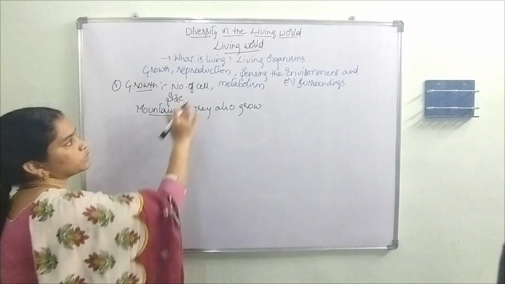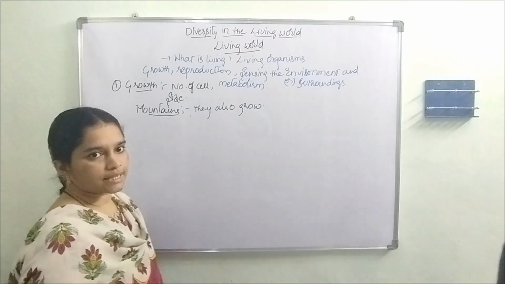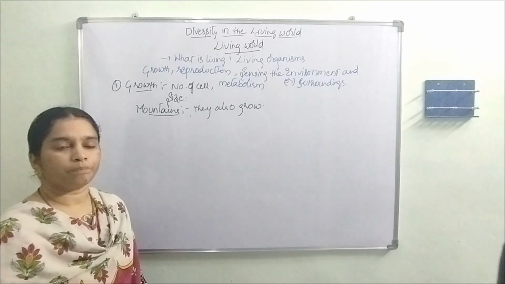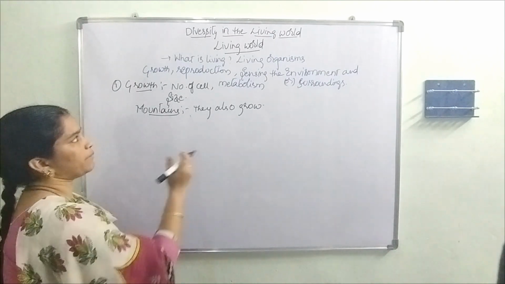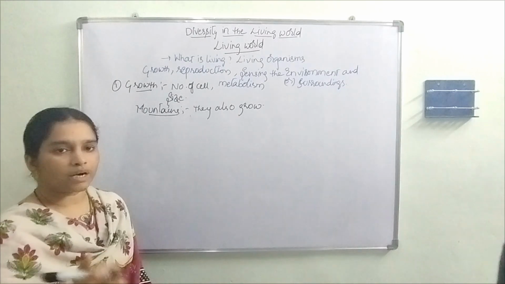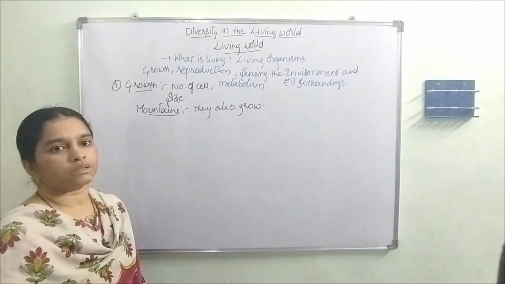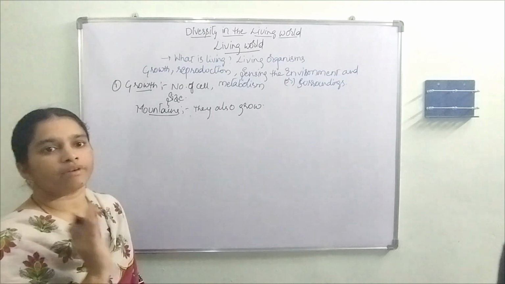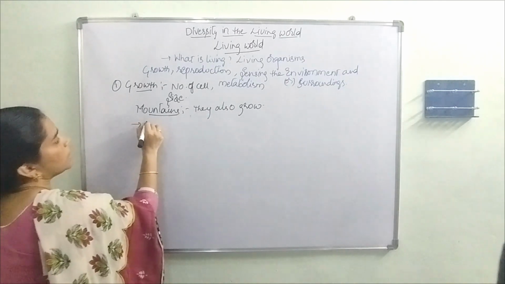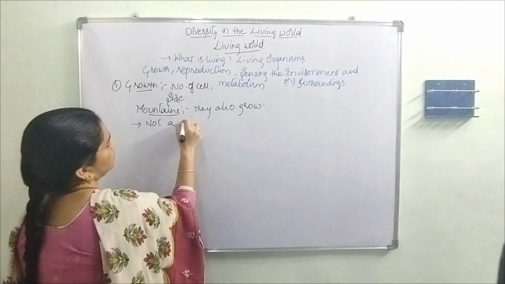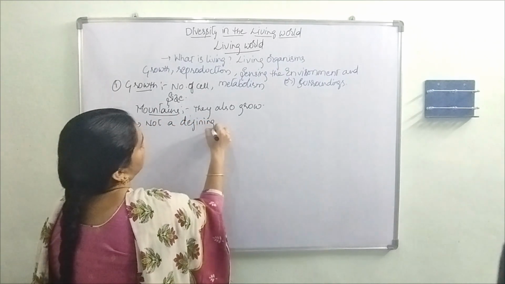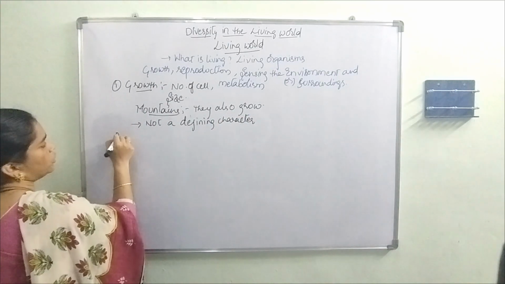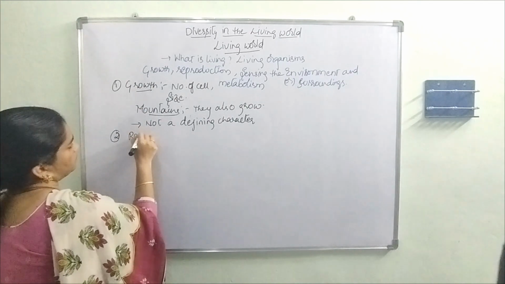Here, living organisms grow by the number of cells and size. They increase in size and growth. So mountains, they also grow by their size. So what is the difference that makes between living organisms and non-living organisms? So both are growing. So growth is not a defining character of living organisms. Next, number 2, that is reproduction.